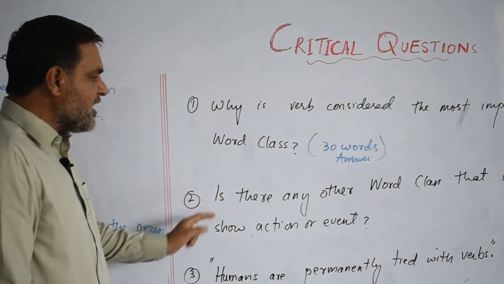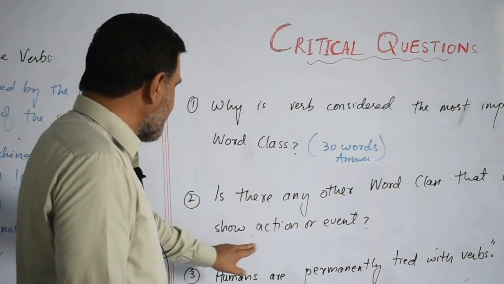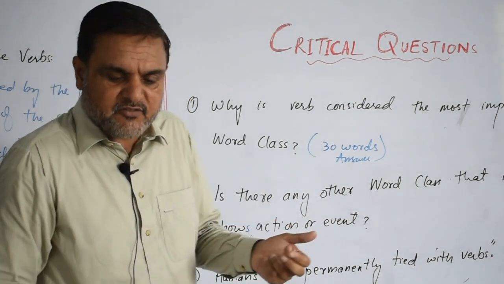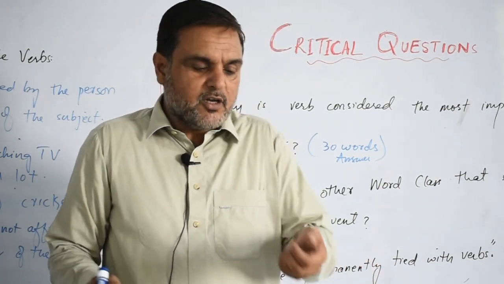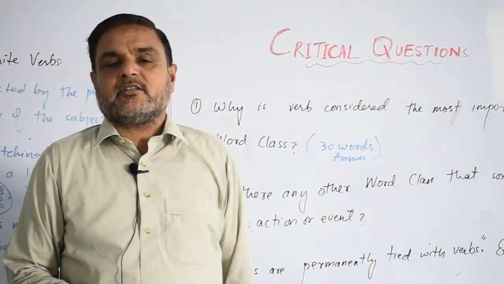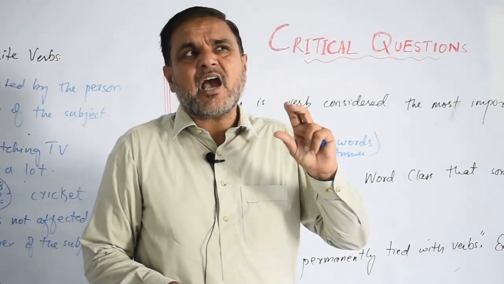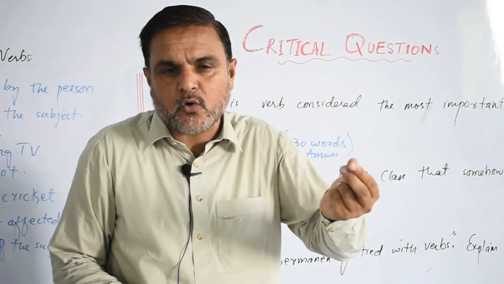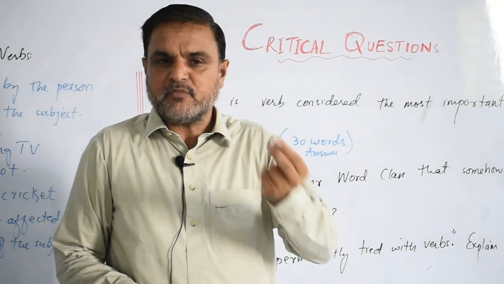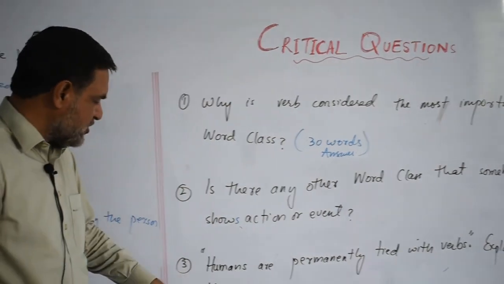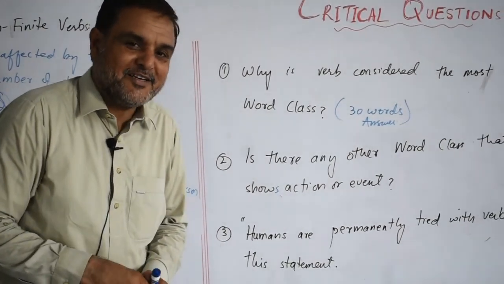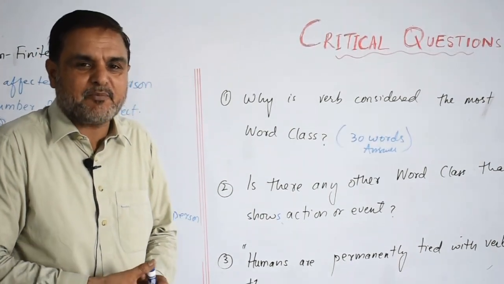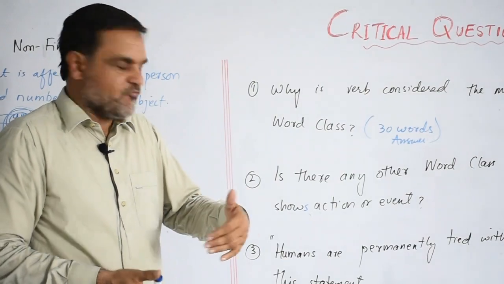Next question: is there any other word class that somehow shows action or event? I've just discussed the definition with you. Verb is a word that shows action or event. I asked you, is there any other word class that is somehow linked with, or that somehow shows, action or event? Think about it. Last question, a philosophical one. It's more difficult, but think about it. Somehow you might be able to find some answer.